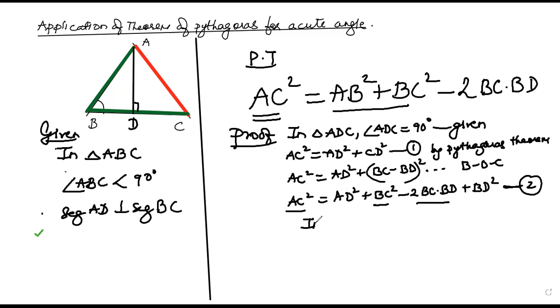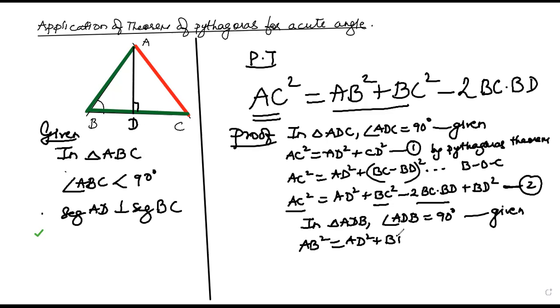So look at this triangle ADB, children. In triangle ADB, angle ADB equals 90 degrees, given or not? So naturally, what will be Pythagoras theorem here? You can see here, children, AB square equals AD square plus BD square. Hypotenuse square equals one side square plus other side square, Pythagoras theorem, by Pythagoras theorem.